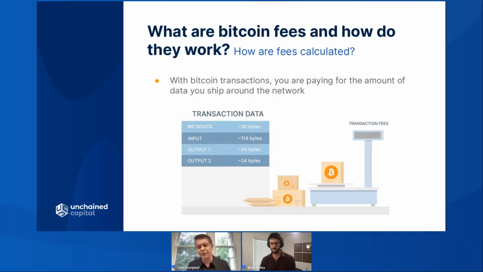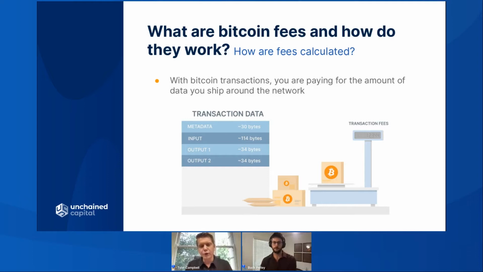You're going to see here on the screen, we have a transaction data graphic. All of the technical things that are input into transaction data, you have the metadata and the inputs and the outputs. We're going to talk more about that in a second. But you see here that each line item under the transaction data has bytes on the right-hand side. For example, that input line, that second line there, is 114 bytes.